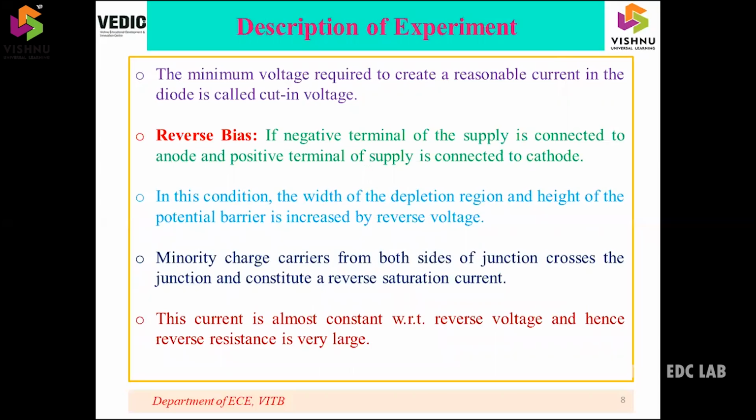The minimum voltage required to create a reasonable current in the diode is called cut-in voltage. This cut-in voltage is obtained in the forward bias.